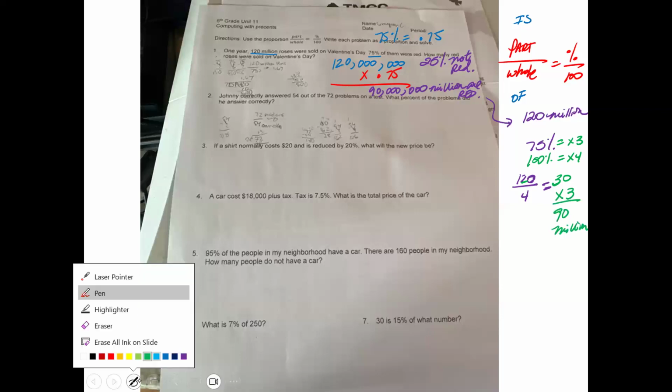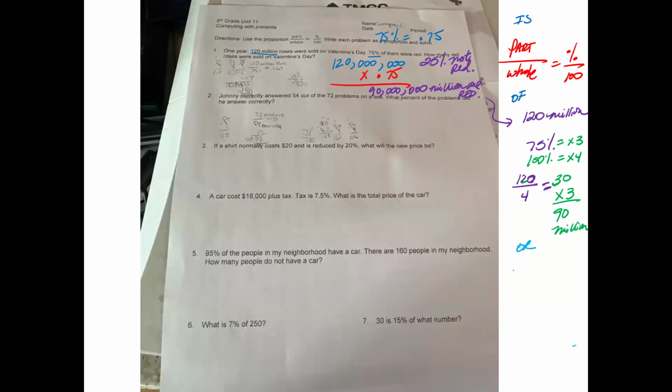So here's another way. Remember, is over of equals percent over 100. Instead of writing is over of, what's another way of writing is over of? Part whole. Well, 120, is that part or is that whole? That's whole. It's whole because 120 million, right? 75% goes right there. Do you agree with that? Over 100, right? What is X? X is the number of red roses. That's part of the roses, right?